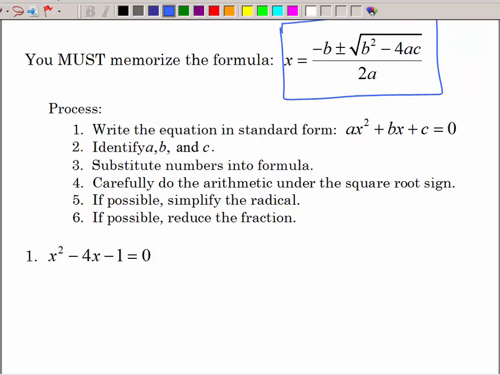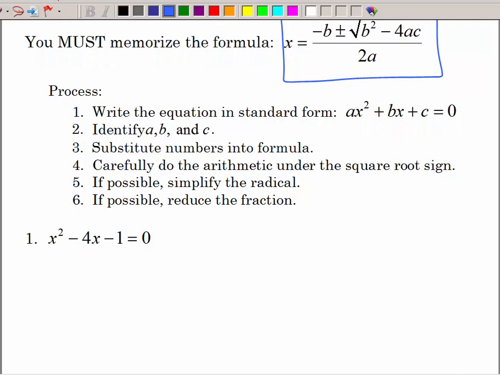So I've written out a process. The first thing we have to make sure is that it is in that standard form, so we can identify a, b, and c. Now notice a is in front of x squared, b is in front of x, and c is what we call the constant. Then we're going to substitute the numbers into the formula and then do some arithmetic. And really, the arithmetic is probably the hardest part.